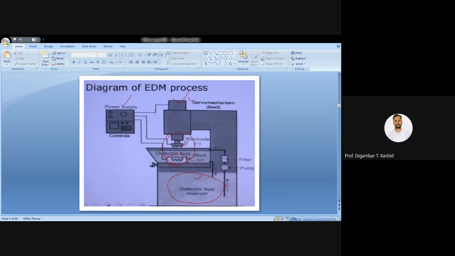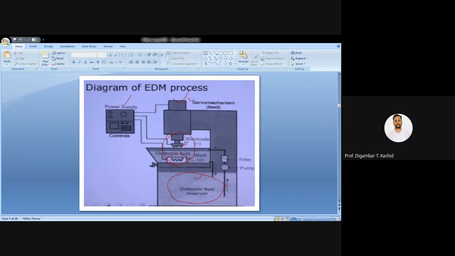So this is the control unit. Here you can see this is a control unit. And this is your servo mechanism. You can see the servo mechanism is there. Now the question arises: what is the use of this servo mechanism?